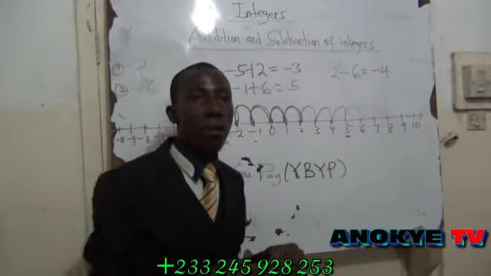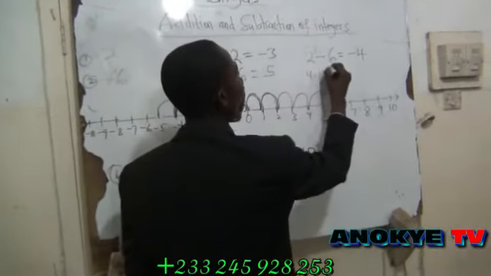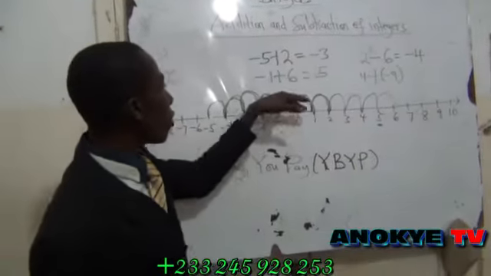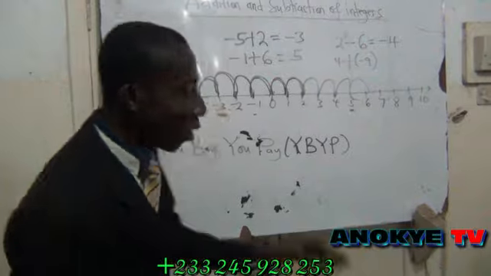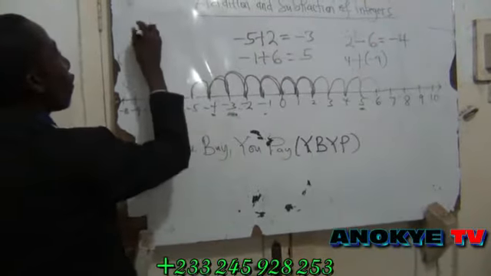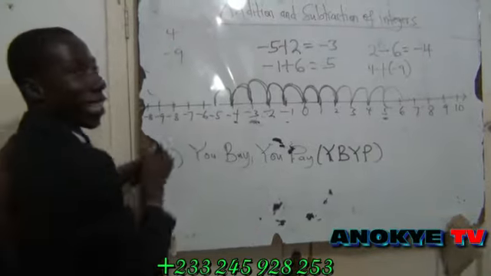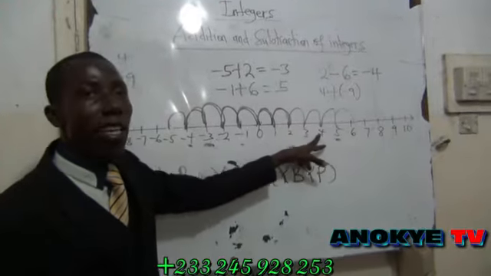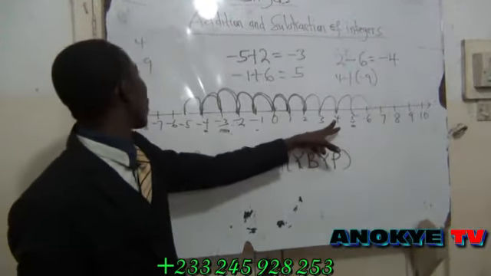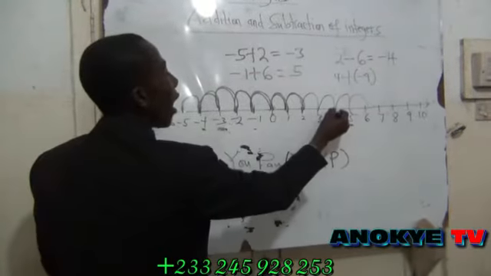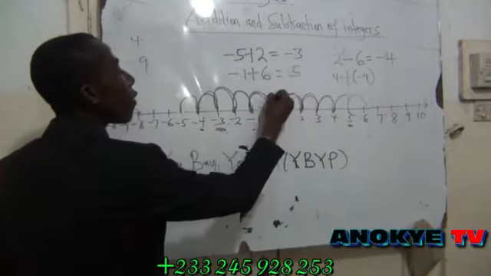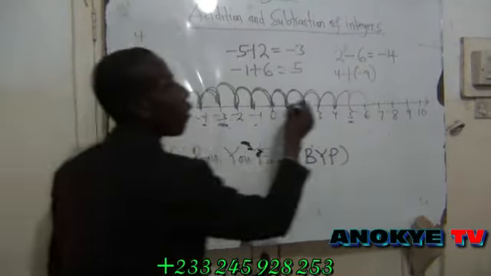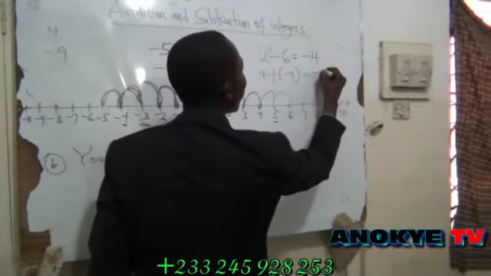Let us look at another example. I have 4 plus -9. Those of you who want to use the number line, break the numbers into 2. So I have 4 and I have -9. I stand on the first one, which is 4, and the second one is negative, so I'll move to the left 9 times. So let us see: 1, 2, 3, 4, 5, 6, 7, 8, 9. It is -5. Therefore, 4 plus -9 is -5.